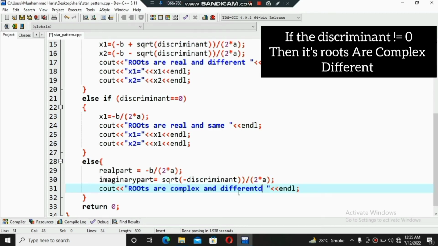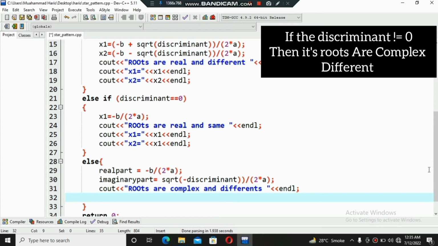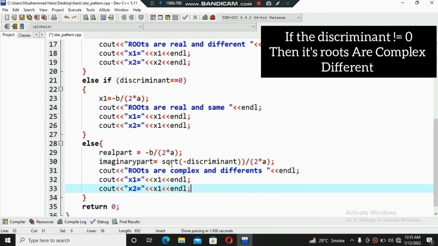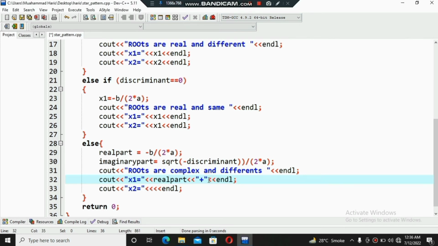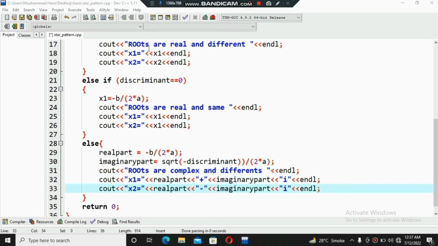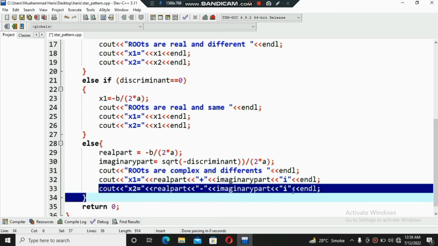Remember one thing: if the above condition is not true, then the roots are complex as well as different. If the discriminant is not equal to 0, then it will print x1 as the real part and x2 as the imaginary part. It will separately print the imaginary part as well as the real part. Now our program is approximately ready.